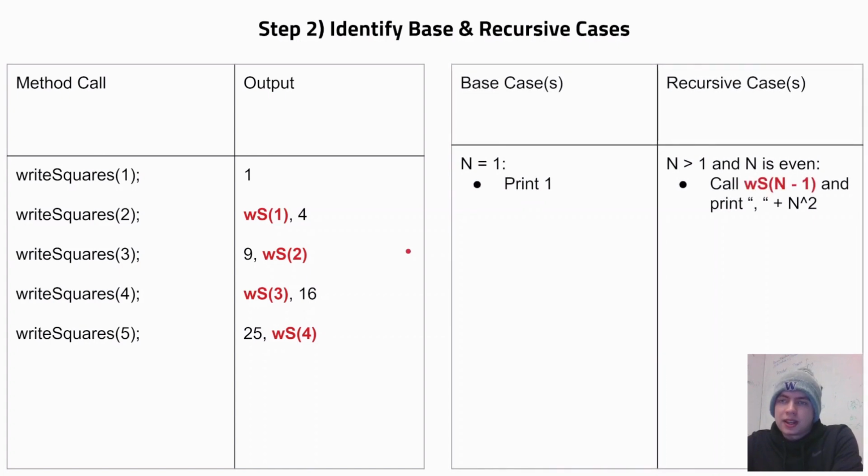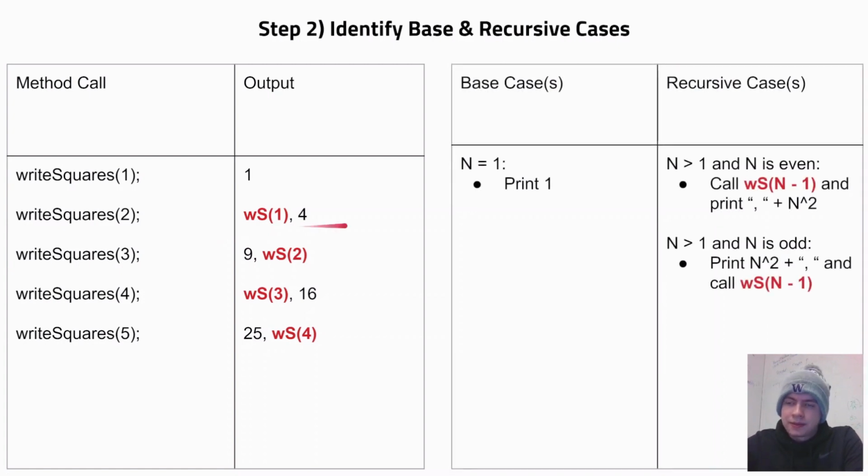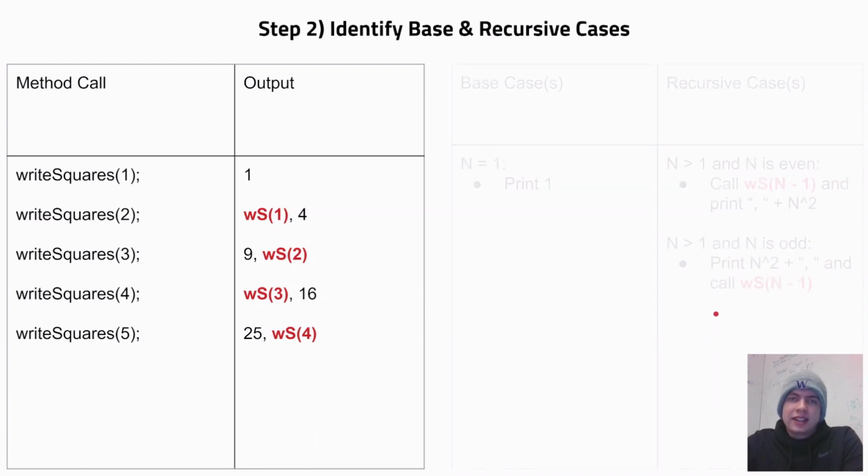And the other recursive case, because we're not always adding a comma and n squared to the end of the n minus 1 recursive call, is when n is odd and greater than 1. If n is odd, we will first print out n squared with a comma, and then call write squares of n minus 1. And that's everything.